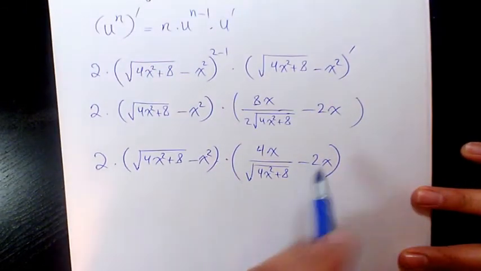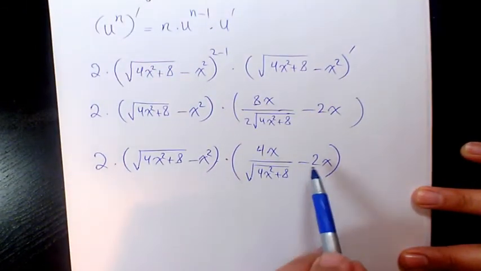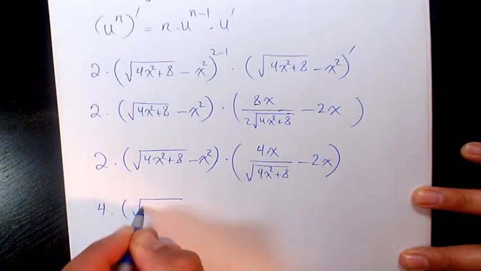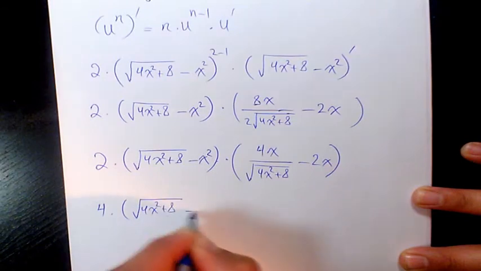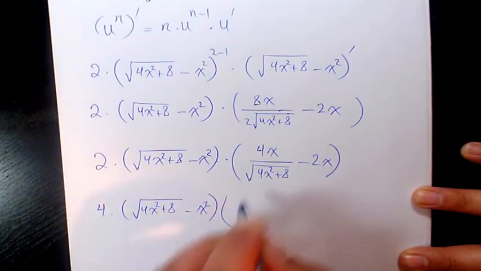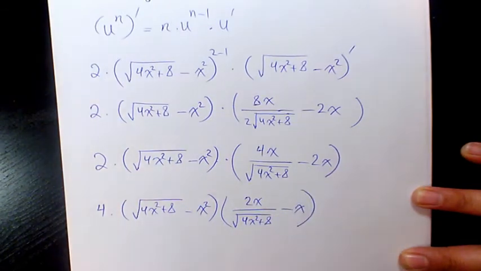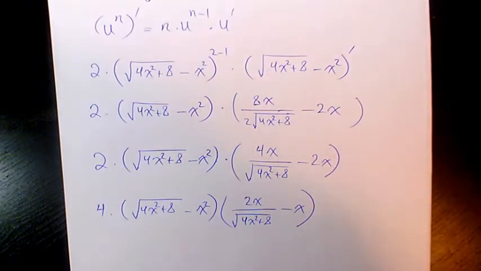So if you factor 2 here, it's going to be 4 times the square root of 4x squared plus 8 minus x squared, times 2x over the square root of 4x squared plus 8 minus x. That's going to be the final answer to this question.